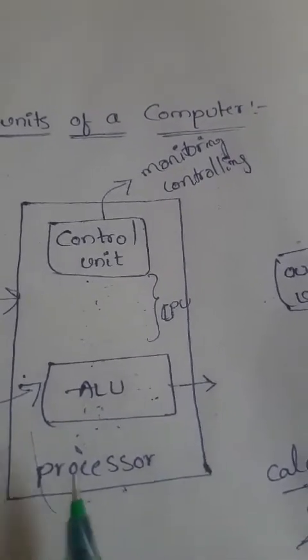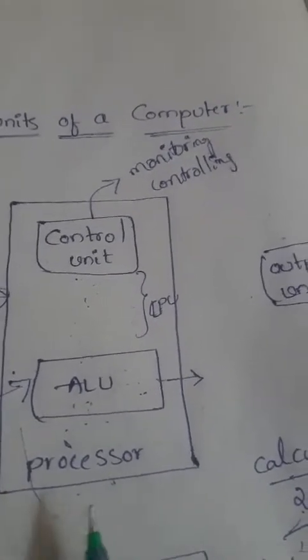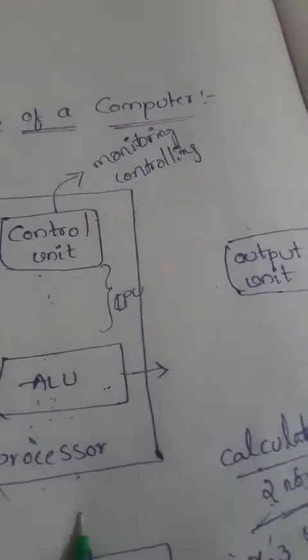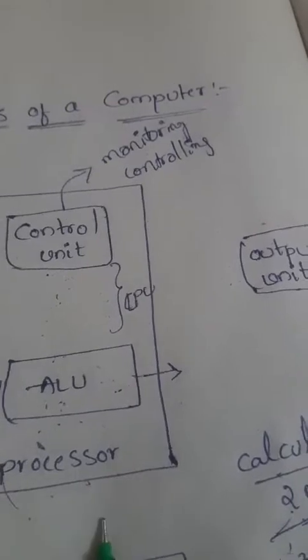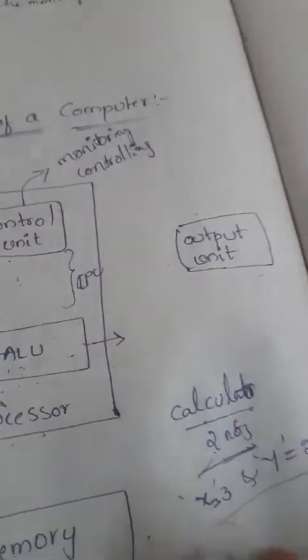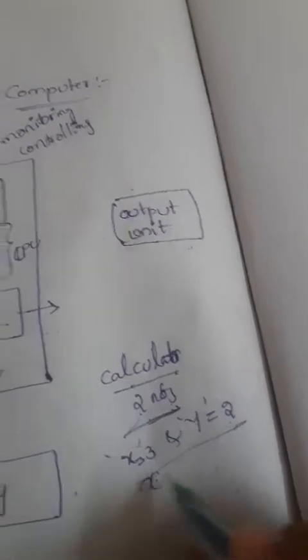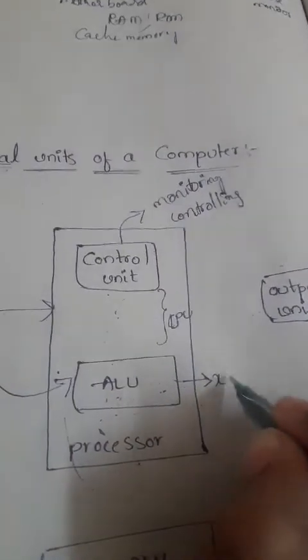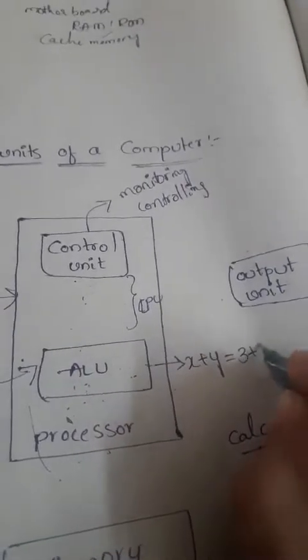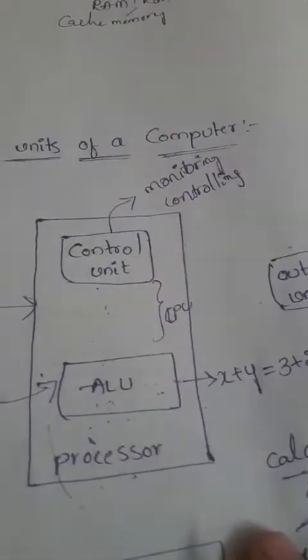In the name itself, the answer is there, that is, it will do the addition operation also. It performs arithmetical and logical operations. So in the next step, the ALU will add these two numbers, x is equal to 3 and y is equal to 2. The ALU will do it as x plus y. That means 3 plus 2. So we'll get the result as 5.